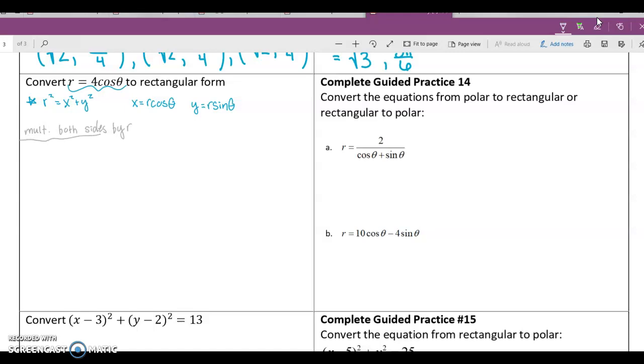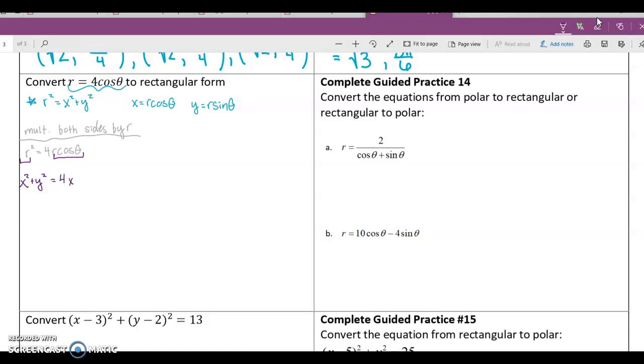Once we do that, we now have r squared is equal to 4r cosine theta. Bingo, this helps us out huge. r squared, we know, is equal to x squared plus y squared, and r cosine theta is equal to x. So we have x squared plus y squared is equal to 4x.